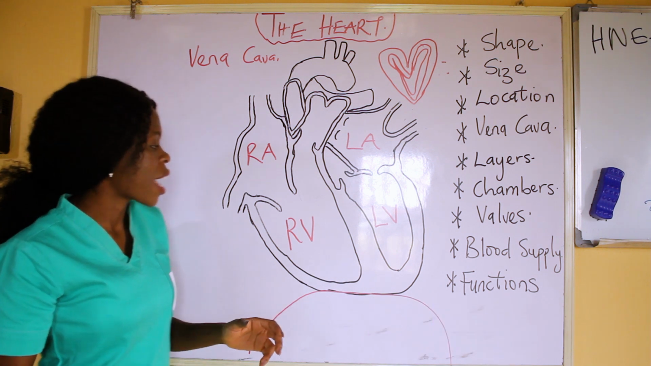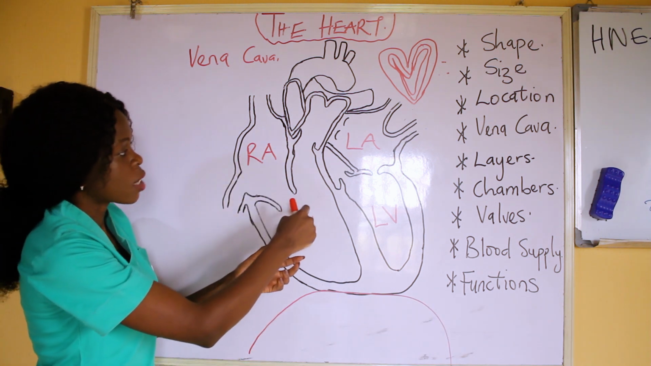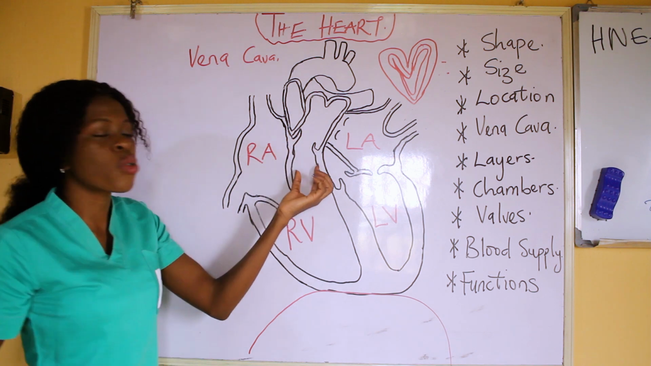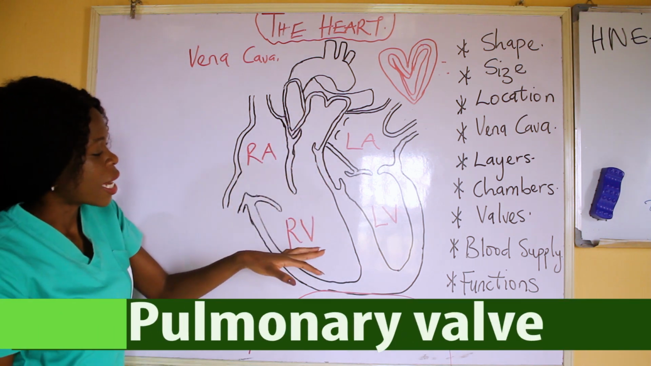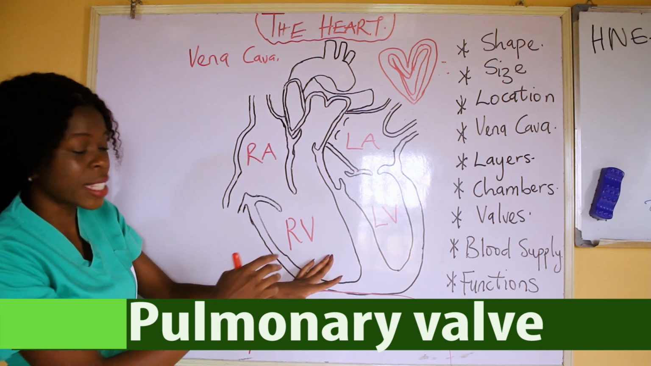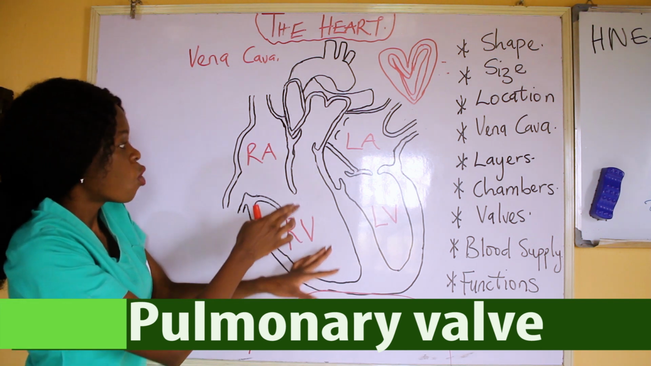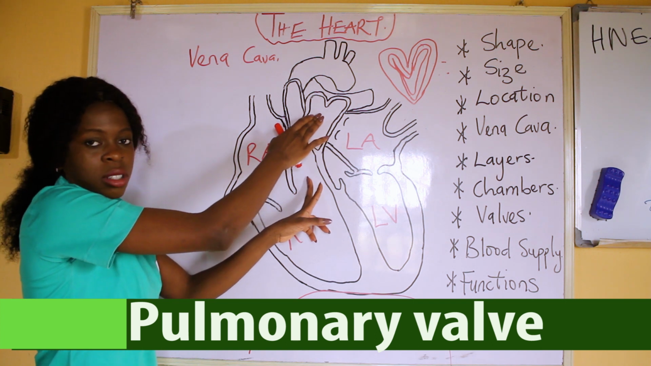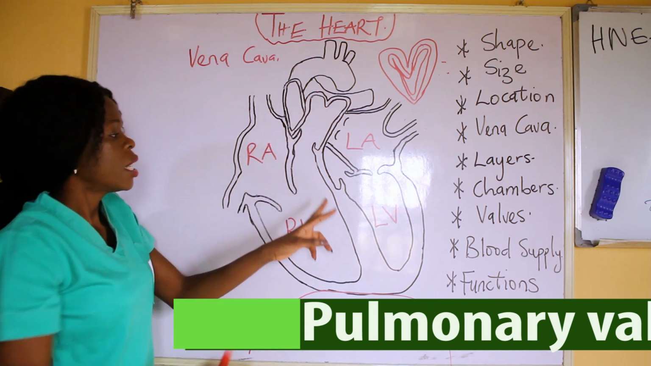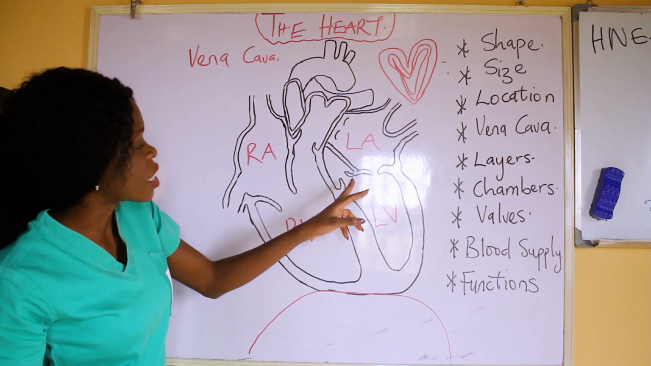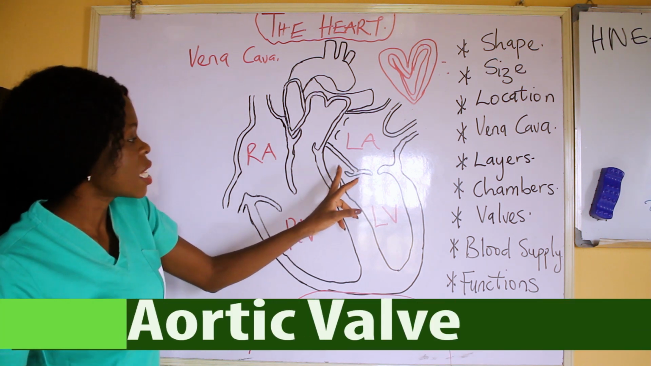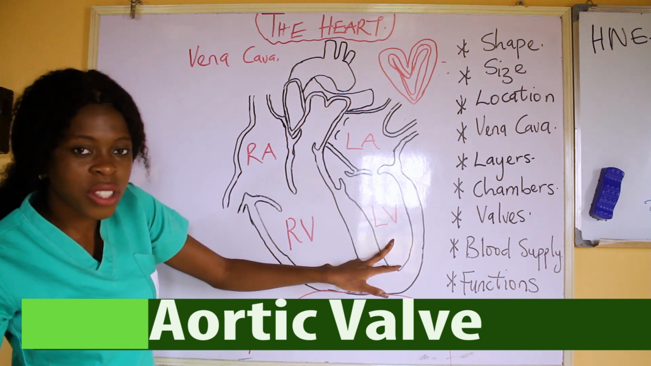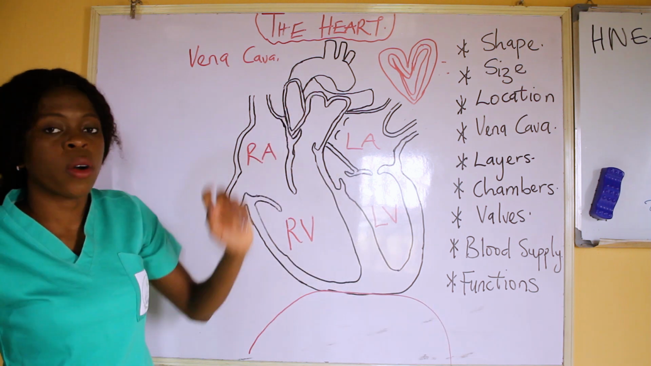Then another valve we have, when the blood enters here, it has to go through this place, is the pulmonary valve. This one separates the right ventricle from the pulmonary arteries. Are we getting now? Then the other valve we have is the aortic valve. This valve separates the left ventricle from the aorta.